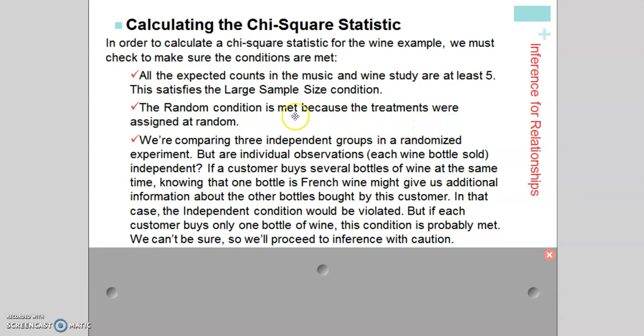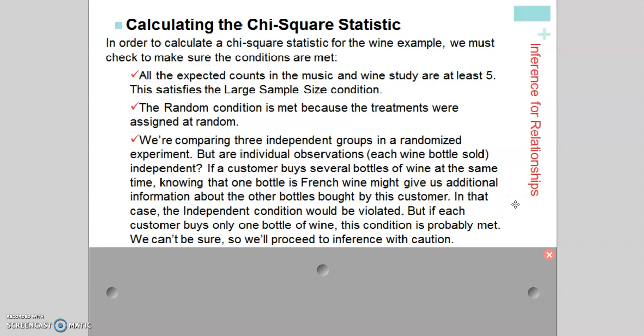To meet the independent condition, all 3 groups should be independent of each other, which is true because it's a randomized experiment, so the 3 groups are independent. That's the first thing. But also individual observations, that would be individual bottles of wine sold, should be independent. But if you think about this situation, that might not be true, because if a customer buys more than 1 bottle of wine at the same time, if I know that their first bottle of wine is a French wine, that might give us additional information about the other bottles bought by this customer, because they might have tendencies to buy a particular type of wine.